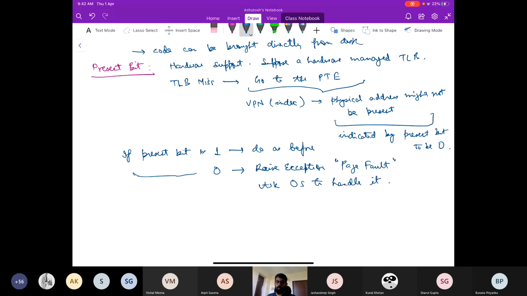So what is a page fault? A page fault is when a page is not present, the page being accessed is not present in the memory. That is called a page fault. And the OS handles it via a suitably named thing called the page fault handler.